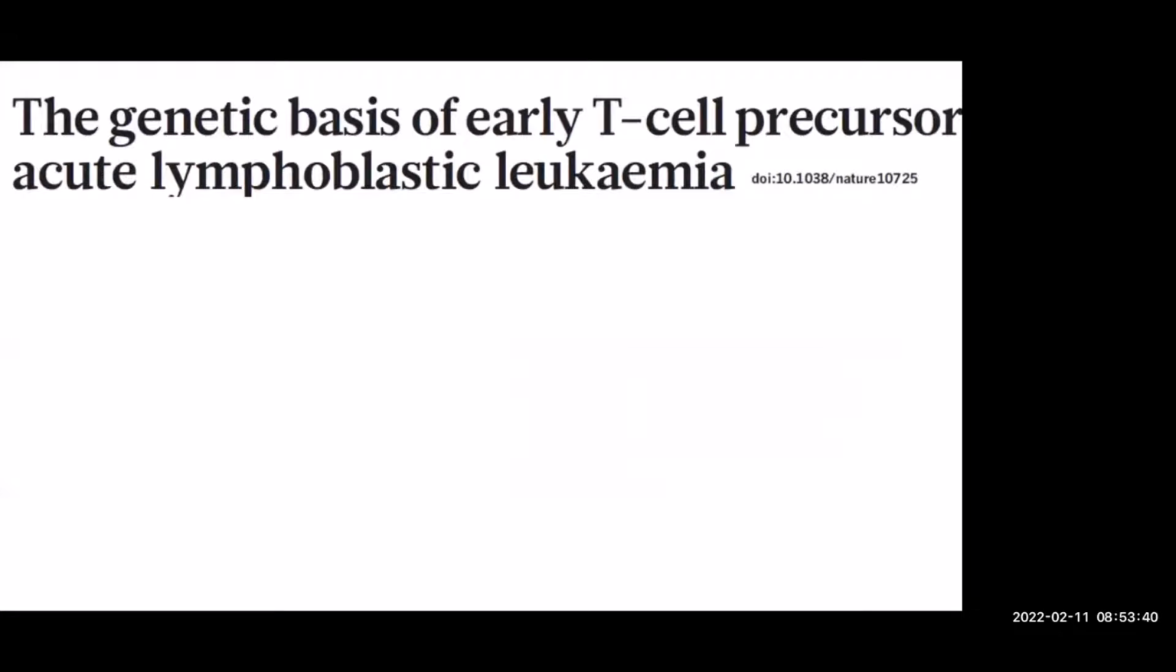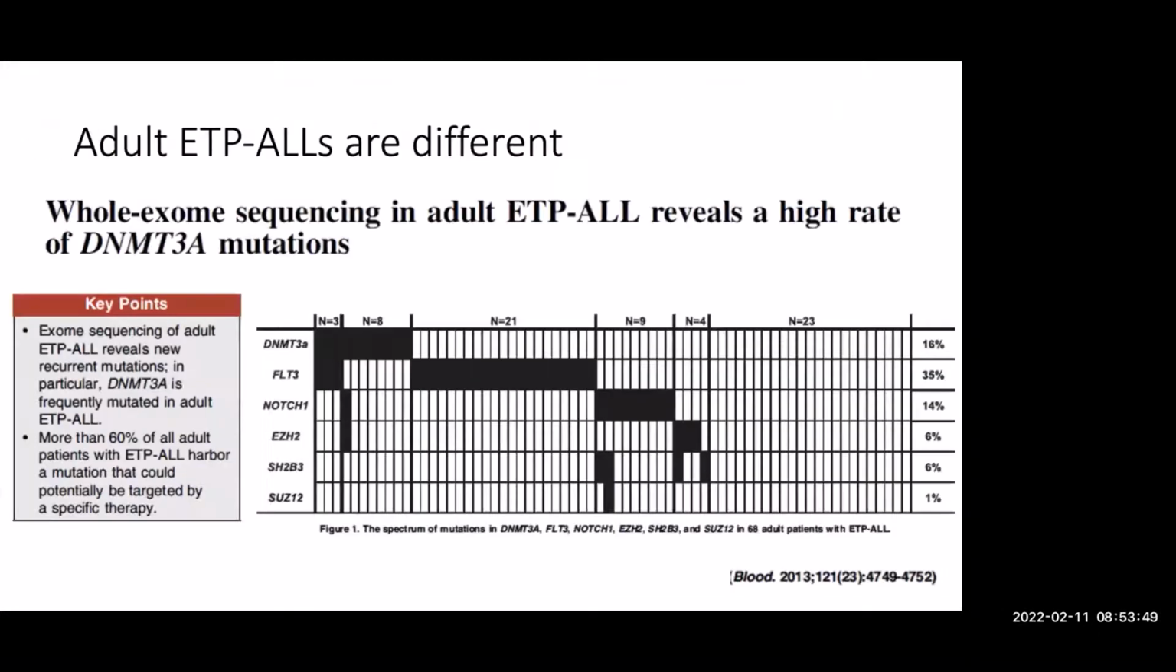As we have seen the genetic basis of T acute lymphoblastic leukemias, let's see the genetic basis of early T cell precursor ALL. The genetics of ETP-ALL is different from the adult T-ALLs. As seen here, this is an exon sequencing done in adult ETP-ALL and compared with T-ALL. In contrast to T-ALL, ETP-ALL has increased frequency of DNMT3A mutations and FLT3 mutations.